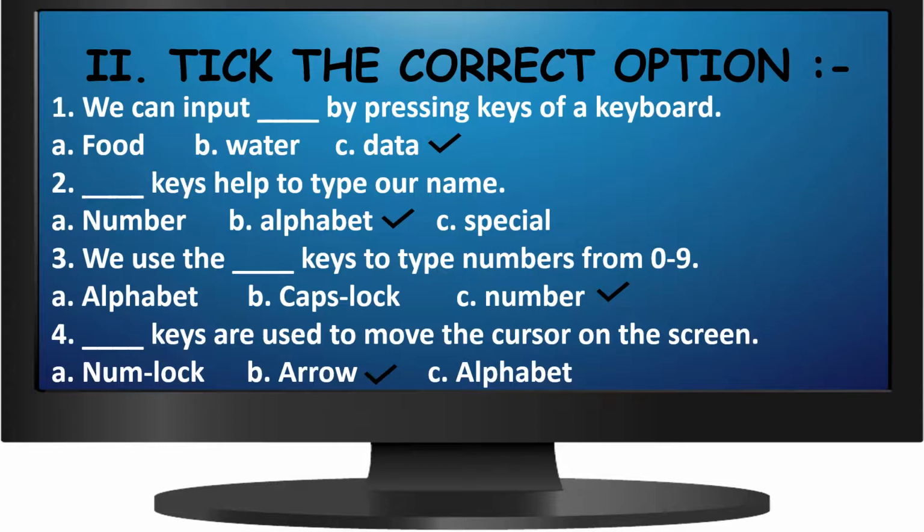Number 4. Dash keys are used to move the cursor on the screen. Which keys are used to move the cursor on the screen? Number A, numlock? No, because numlock is used to activate the numeric keypad. Number B, arrow? Yes. Arrow keys are also known as cursor control keys and they are used to move the cursor on the screen. Alphabet? No, because alphabet keys are used to type the names or alphabets on the computer screen. So the answer is arrow.